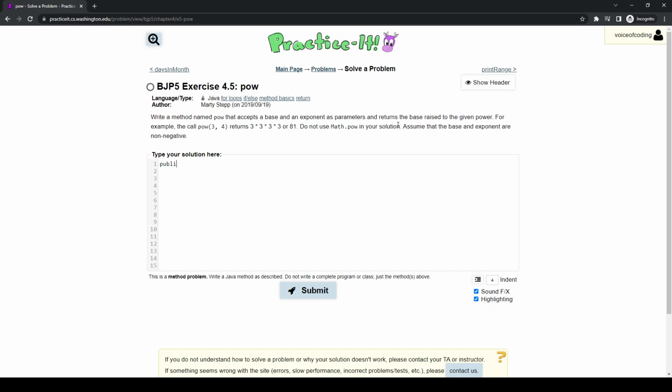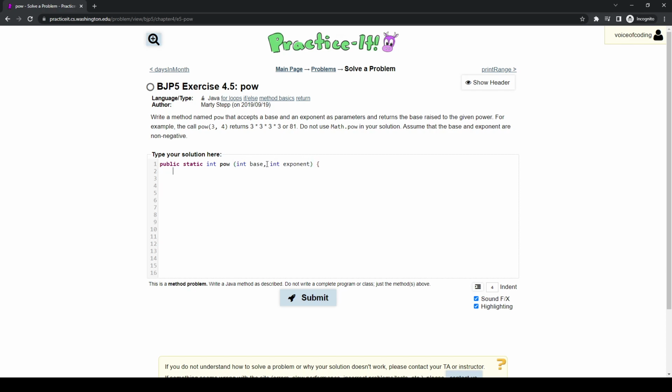So, with our method, we do have to return an integer because we're returning a base raised to its exponent, and there shouldn't be any decimals involved. And we have to accept the base and the exponent as our parameters.